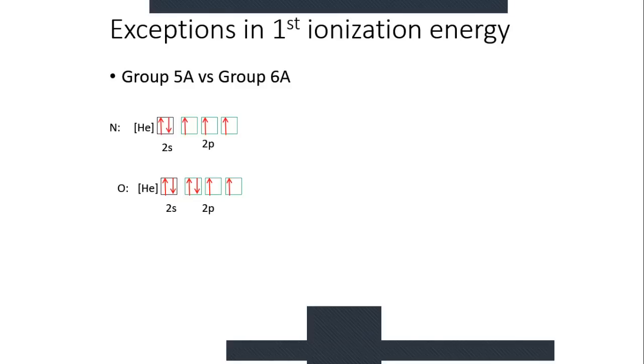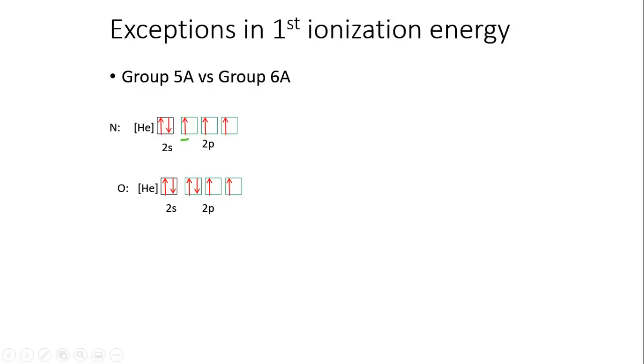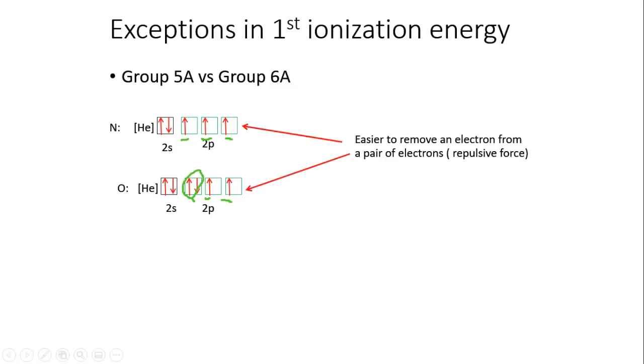And so what we notice here for nitrogen, there's one electron in each 2p orbital. But in oxygen, we have one pair of electrons in a 2p orbital and then two lone electrons. So what happens is it's easier to remove an electron from a pair of electrons rather than by itself. Therefore, oxygen has lower ionization energy than nitrogen. And this is true for the first four rows. Group 6A is lower in ionization energy than group 5A because it's easier to remove this pair of electrons versus an electron by itself.